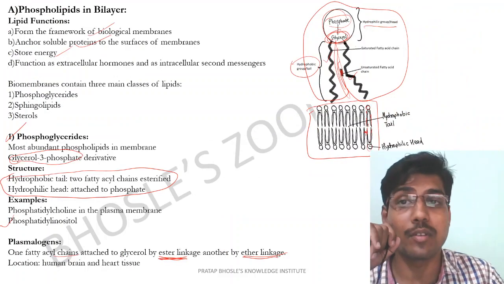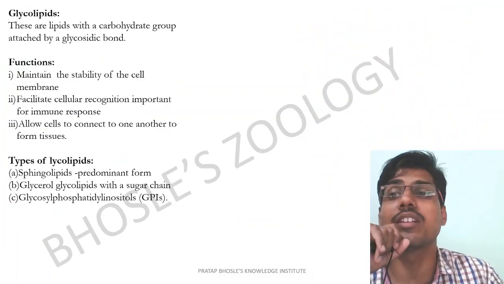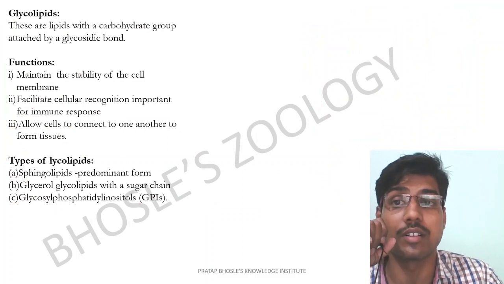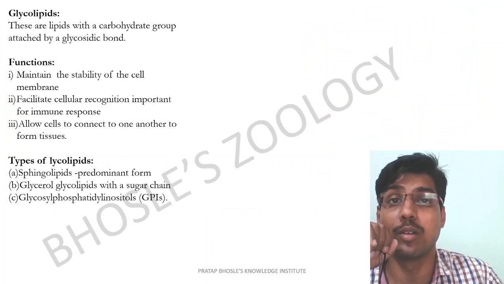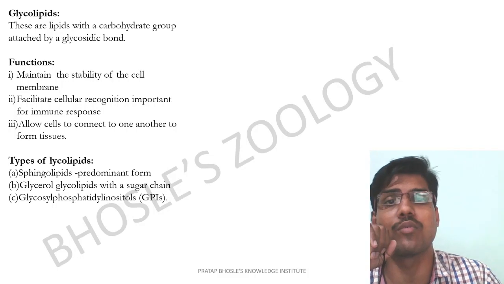So these are the three types of lipids. And then also there is a glycolipid, which has carbohydrate groups attached to the lipid molecules or the hydrophilic heads. And what is the function?